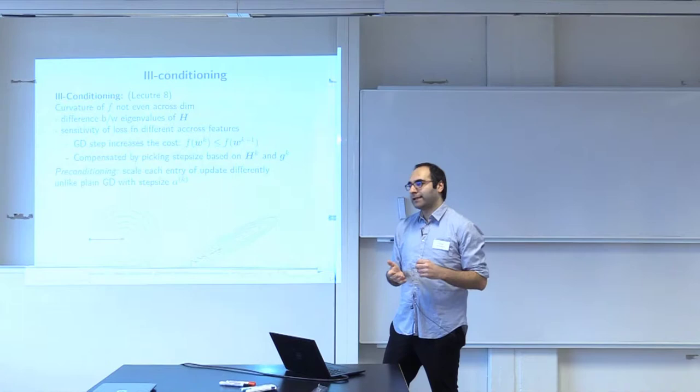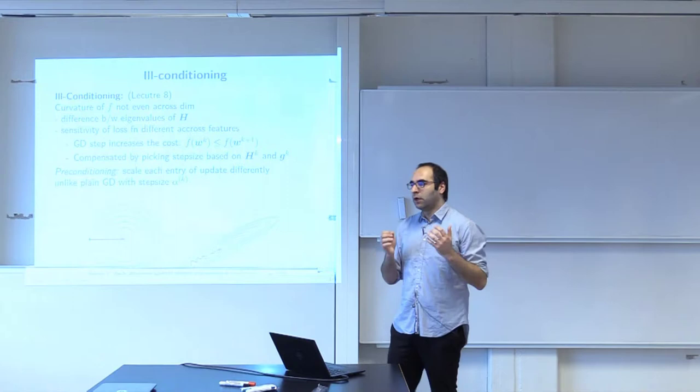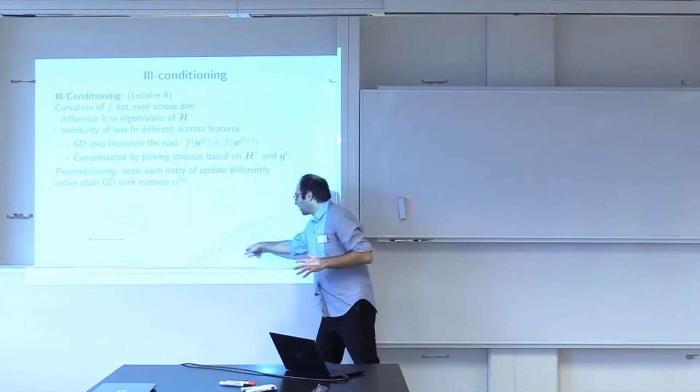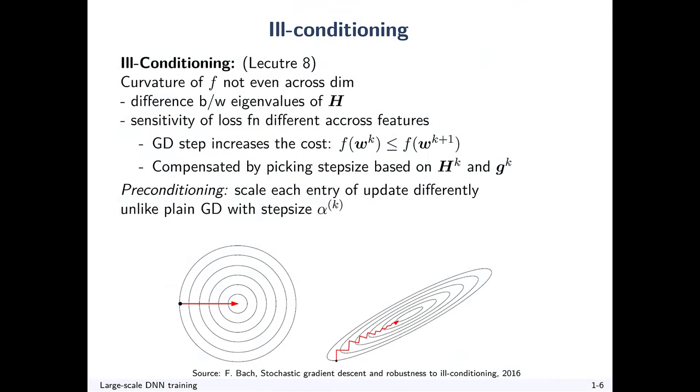So not a single scalar. So this is intuitively what you're trying to do with preconditioning. And this is another way to actually address this ill conditioning problem, which is illustrated over here, right? So here, this is an ill conditioned case. Basically here the eigenvalues are different. So the eigenvalues of this Hessian matrix are different.